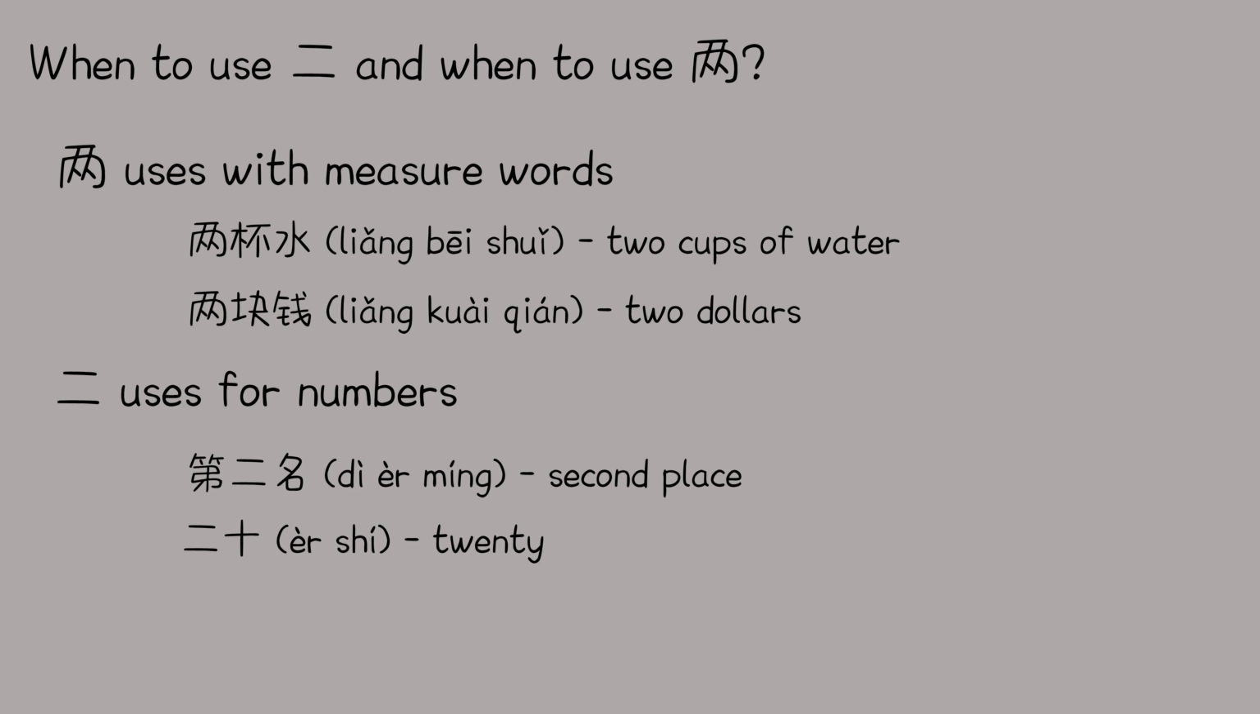When to use 2 and when to use 两. As a general rule, we use 两 with measure words and use 2 for numbers. For example, 2杯水 means 2 cups of water, 2块钱 means $2. For numbers, 第二名 means second place, 20 means 20. No one will say 20 with 两.